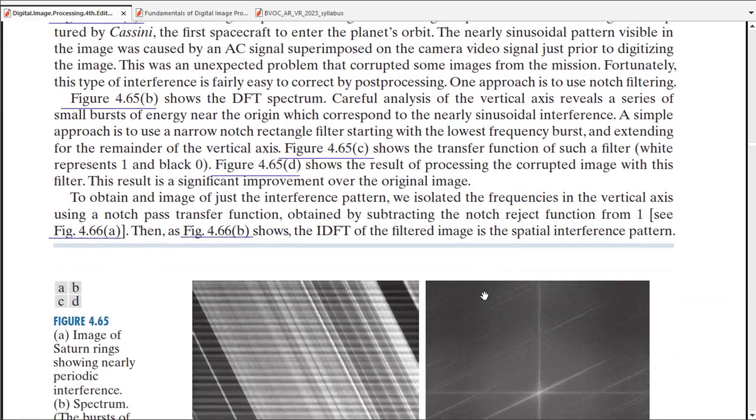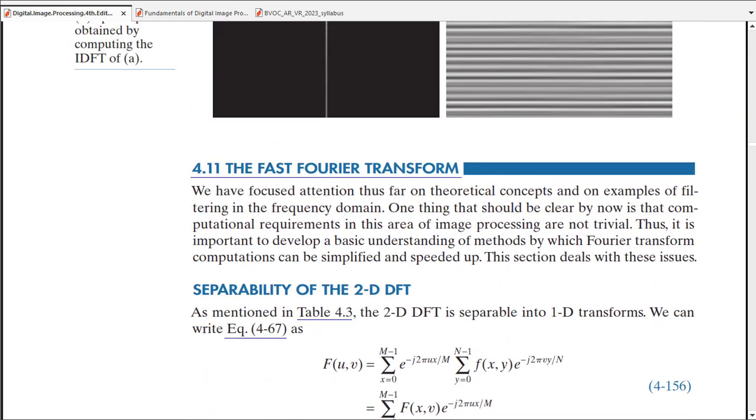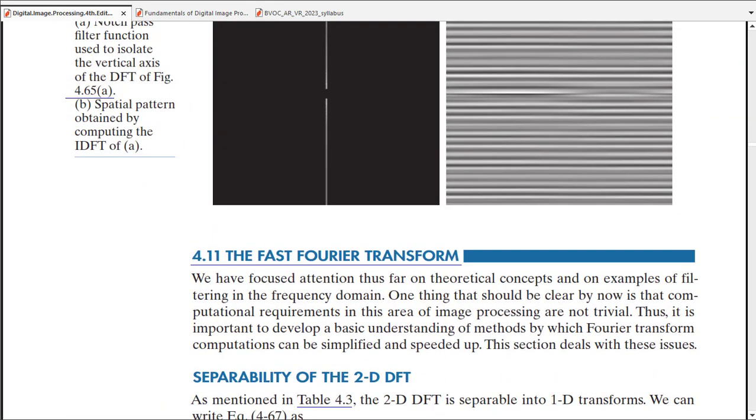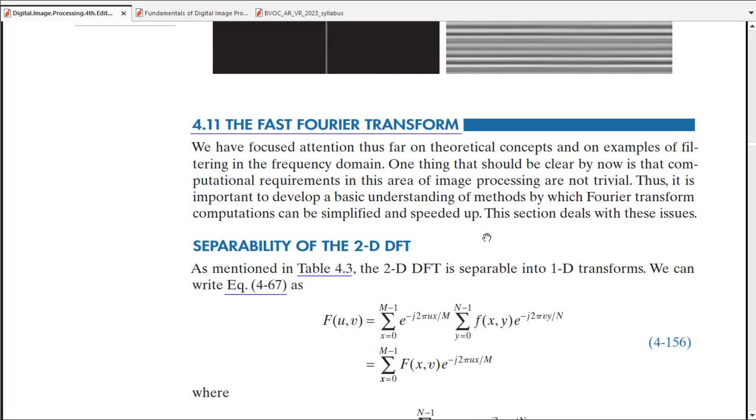All the types of periodic functions are supported with the help of DFT and IDFT. In this concept, this is our syllabus. This is the fast Fourier transformation. We have focused attention on the theoretical concept and an example of filtering in the frequency domain.